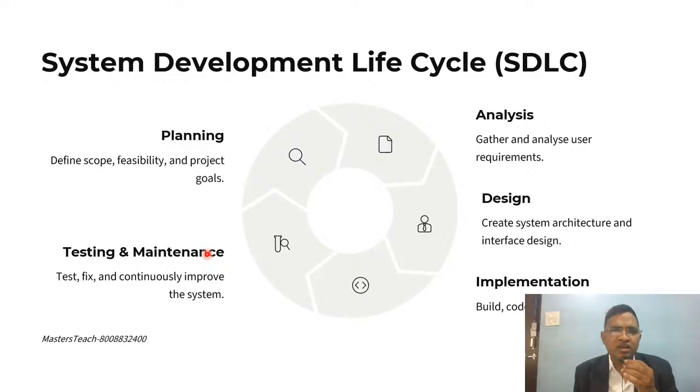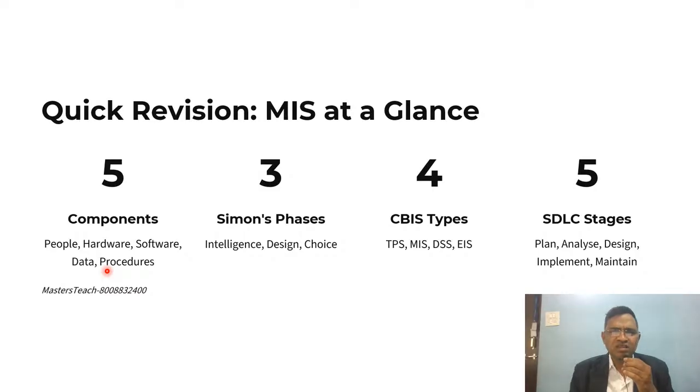Okay, then the system development life cycle. One is planning, then analysis, design, implementation, testing, and maintenance. These are the system development life cycle stages. So first you have to plan, then gather the information, then design, then implement. Also you have to continuously test. They may ask in your exam about the system development life cycle.